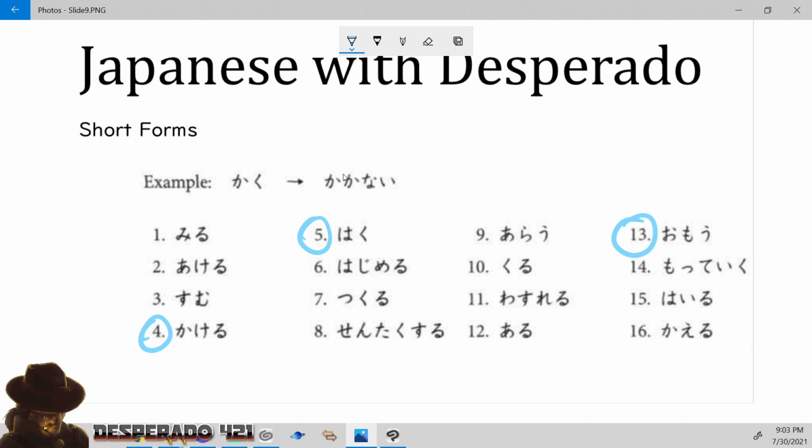Lavitz, do number 13. Omou. That's the one that was messing with me last week. Omou would be omanai? No, because it ends in u, that u turns into wa, so omowanai. Very good. I was wondering, what's the rule here? Do I drop it or do I change it to something else? Very good.